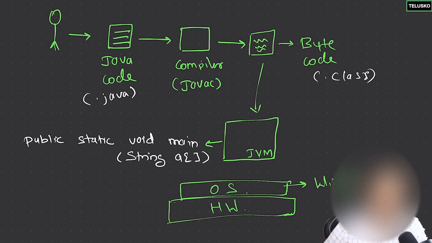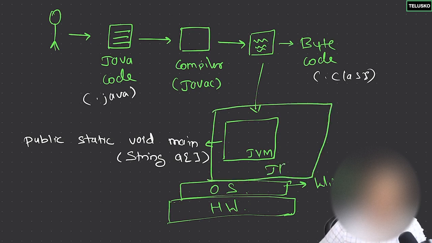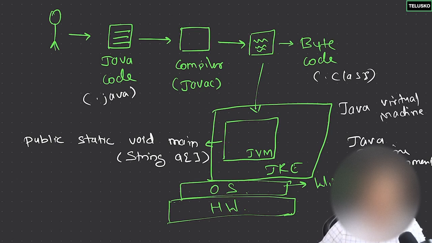So Java provides you one more thing. We have one more layer here, which is above your OS, which is called JRE. So when you want to run something, you use JRE to run it. Now JRE stands for Java Runtime Environment. And what is your JVM? JVM stands for Java Virtual Machine. So basically we have two things, a JVM and a JRE. Now JVM is a part of JRE.